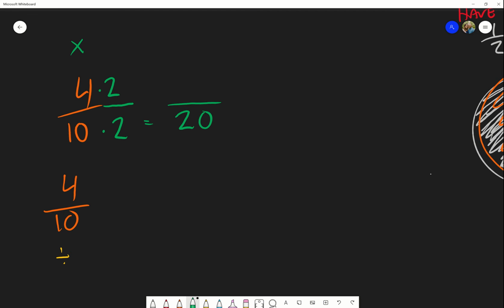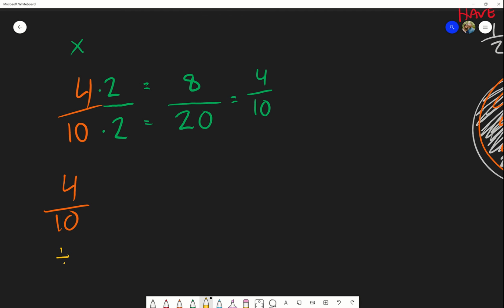4 times 2 is 8. So 4/10 is the same thing as 8/20. 8/20 equals 4/10. Those are the same fraction. So multiplying, I can multiply to get an equivalent fraction.